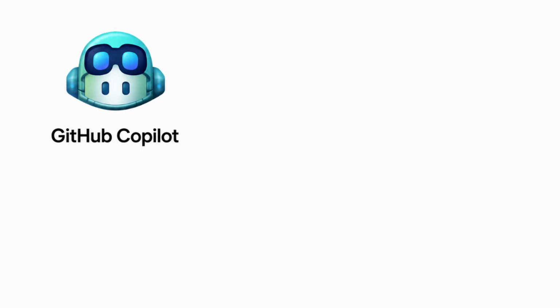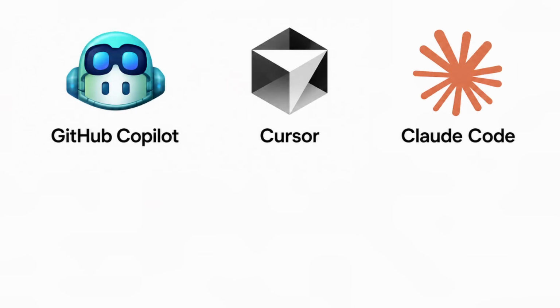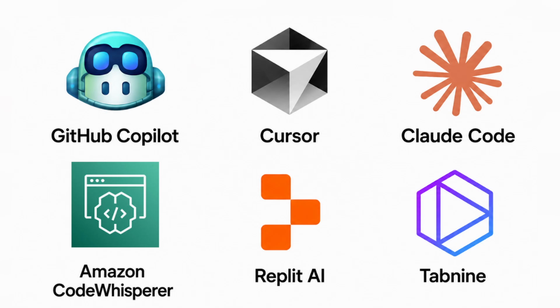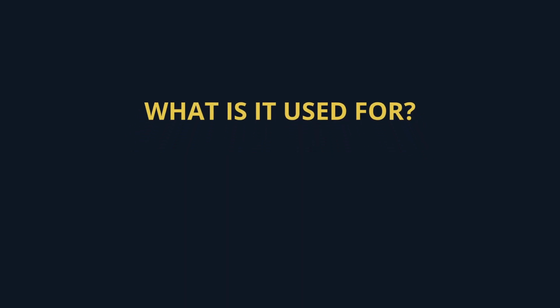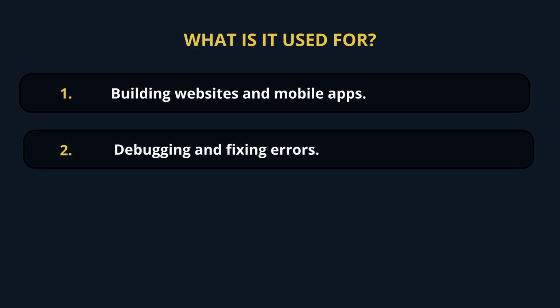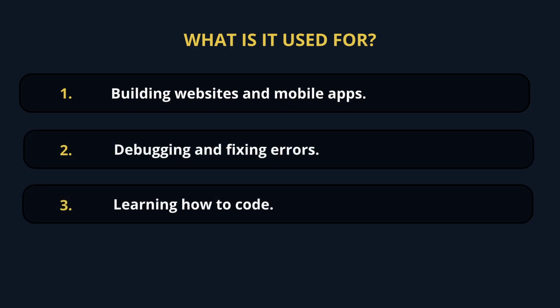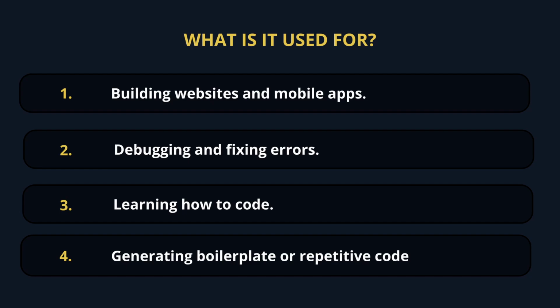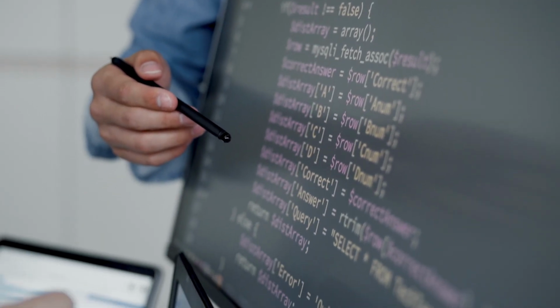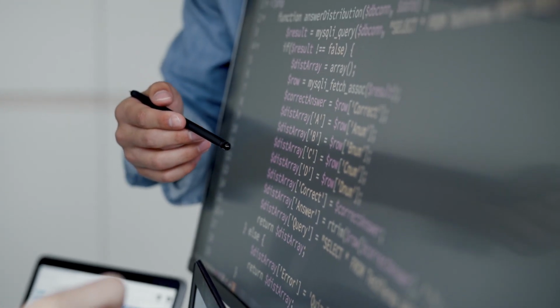Examples of code generators are GitHub Copilot, Cursor, Claude Code, Amazon CodeWhisperer, Replit AI, and Tabnine. These code generators are used for building websites and mobile apps, debugging and fixing errors, learning how to code, and generating boilerplate or repetitive code. In short, code generators act like a programming assistant that helps you write code faster and understand it more easily.